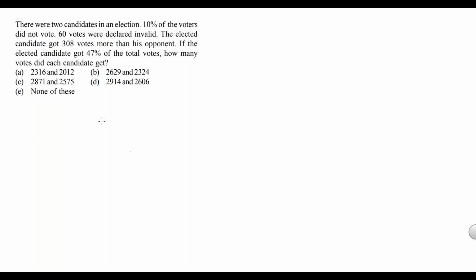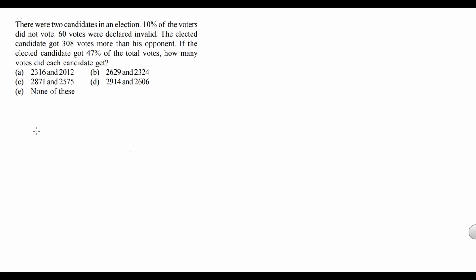So there were two candidates in an election. 10% of the voters did not vote, and 60 votes were declared invalid. The elected candidate has got 308 votes more than his opponent. If the elected candidate got 47% of the total votes, then how many votes did each candidate get?